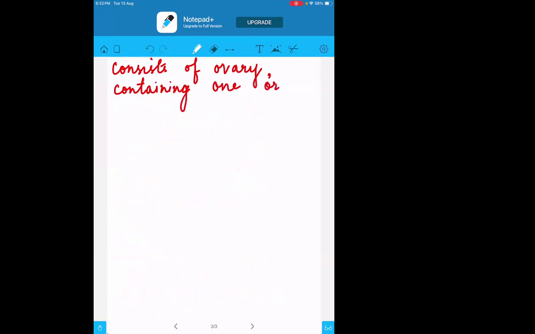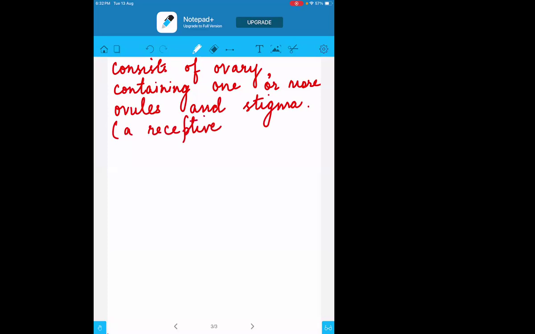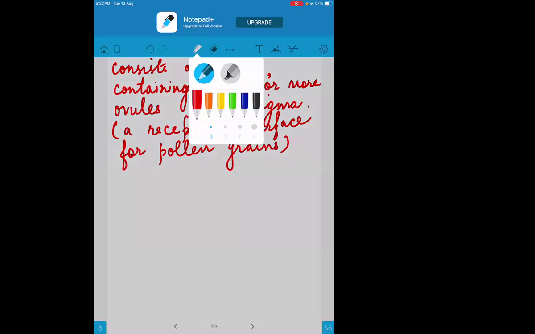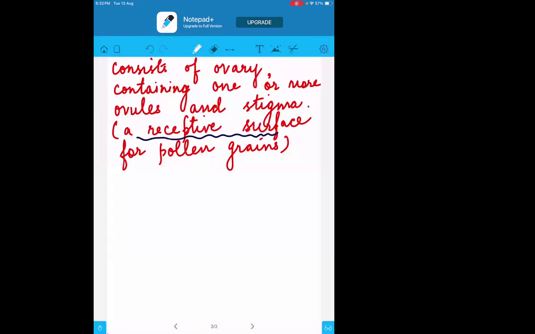So it consists of ovary containing one or more ovules. So what do they have? They have one or more ovules and stigma. Stigma also they have. And this is a very important line which I am writing after the stigma. A receptive surface for pollen grains. They can give you this line and then they can ask you to mark it. So name the part which is the receptive surface for the pollen grains. The answer will be the stigma.